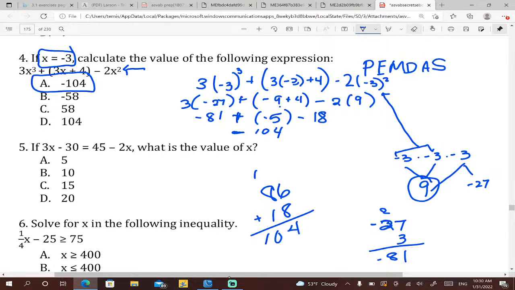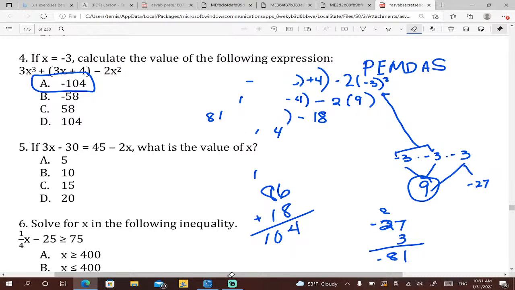Got it? Okay, hope so. You can always rewind it if you need to. I'm just going to keep the answers on there, but everything else I'm going to erase. So the next one says, if 3x minus 30 equals 45 minus 2x.